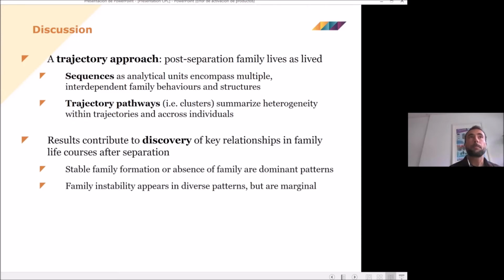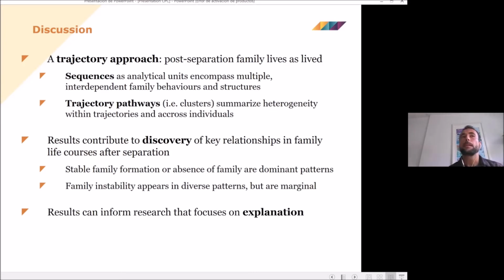In this simple empirical application, we have identified some relevant patterns, such as that stable family formation and absence of family are dominant patterns among those who separate. And also that family instability appears in many different ways, but overall, these are rather marginal pathways. So in general, we can say that those who separate do not necessarily enter a cycle of family instability. So we believe that our evidence is useful to point out the specific configurations of family episodes after separation, and this can inform research using causal approaches for further examination of more local dynamics in individual life courses.